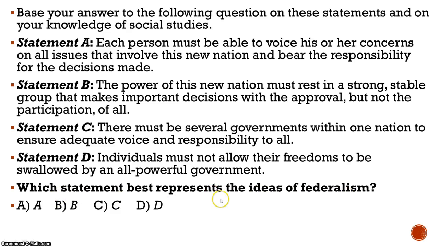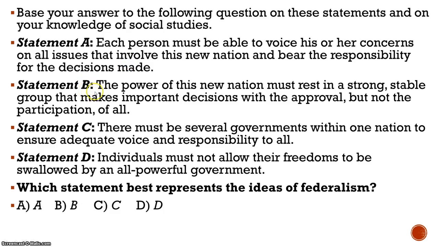So now you're thinking federalism. So here's how I do it. I say, statement A, each person must be able to voice his or her concerns on all issues that involve this new nation and bear the responsibility for the decisions made. Well, they're talking about voicing concerns. That sounds like a freedom of speech thing to me. So I'm thinking that's probably not A.